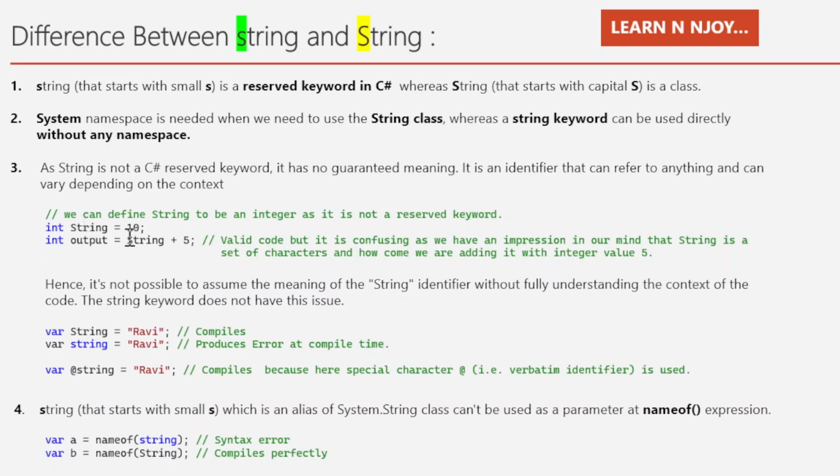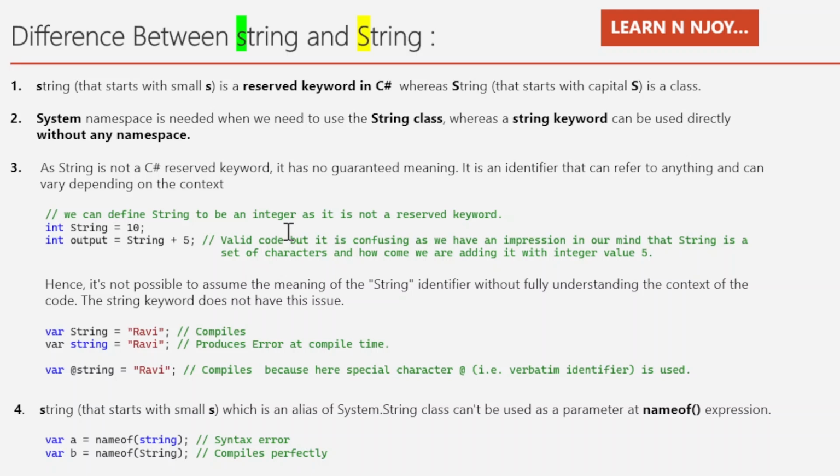Next statement, I'm going to use String + 5. The String variable holds the value 10, and with String + 5 we are just doing an add operation. So 10 + 5 is equal to 15, and I'm storing that value in an output variable of the int data type. It's valid code, but a little bit confusing, as we have the impression in our mind that a string is a set of characters. So how come we are adding the integer value 5 to it? It is just going to confuse us, right?